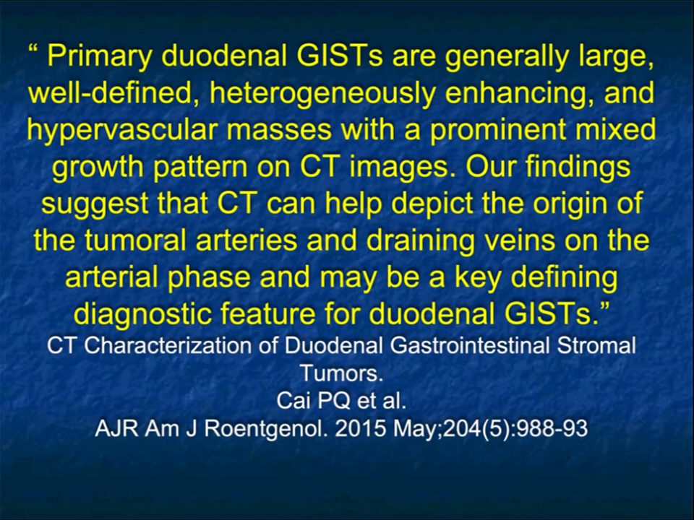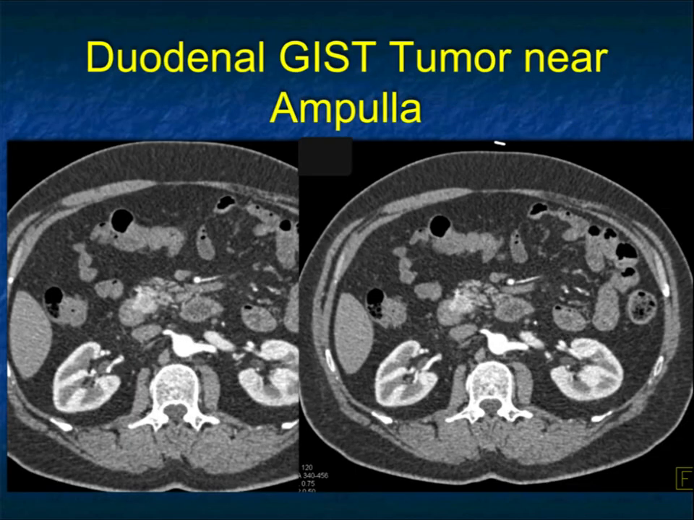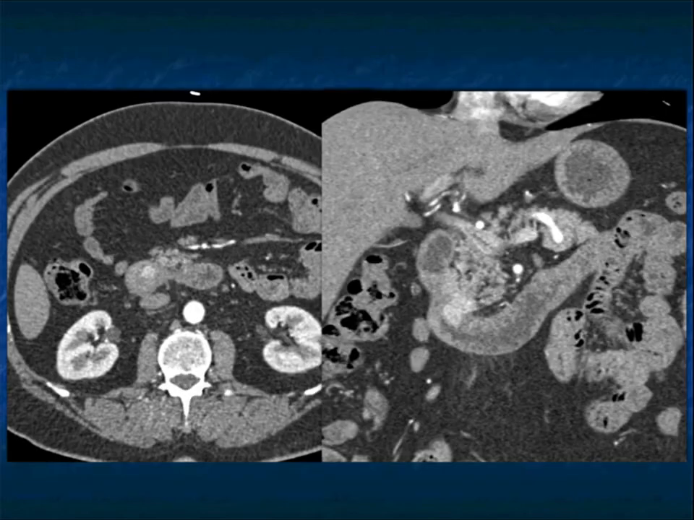In our experience, there's two types. One, the small lesions that are vascular, that simulate the carcinoid tumor, and the second are these larger lesions which are always confused with pancreatic cancer. Here's a good example of a duodenal GIST tumor near the ampulla. Again, you look at this, it's vascular, could be carcinoid, or even in this case, these first few images can look identical to a pancreatic, not an adenocarcinoma, but a neuroendocrine tumor.